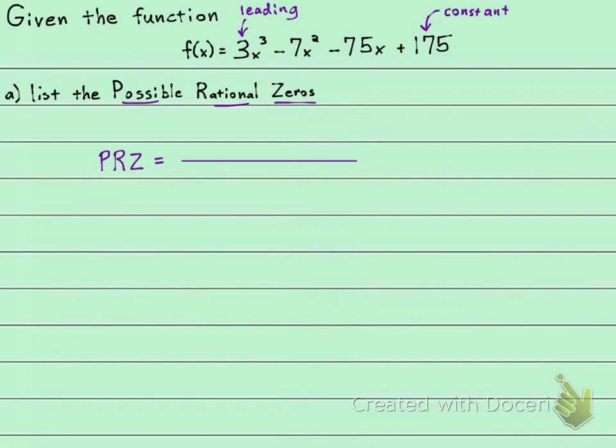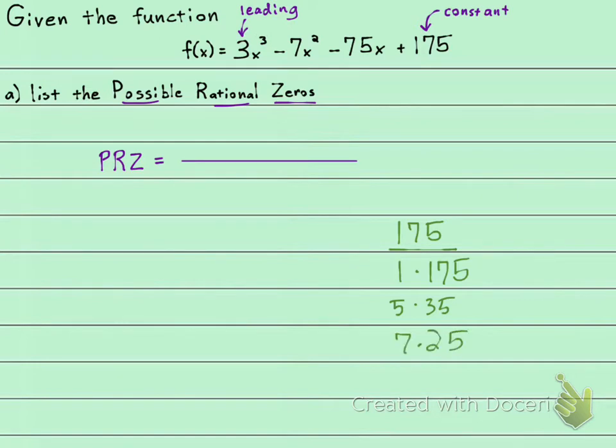I'll do it in green over here. 175. It could be 1 and 175. Let's see, 2 is not going to go in there. So I'm using my calculator now. 175 divided by 3, nope, that doesn't work. 175 divided by 4 doesn't work. 175 divided by 5, there we go. 5 and 35. 175 divided by 6. 175 divided by 7. 7 and 25.